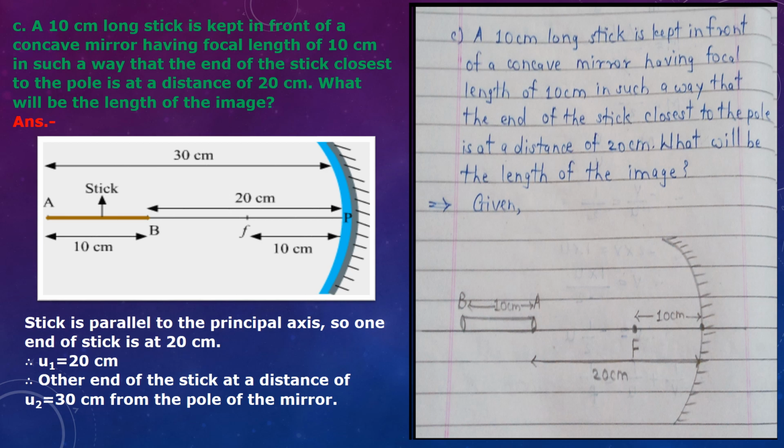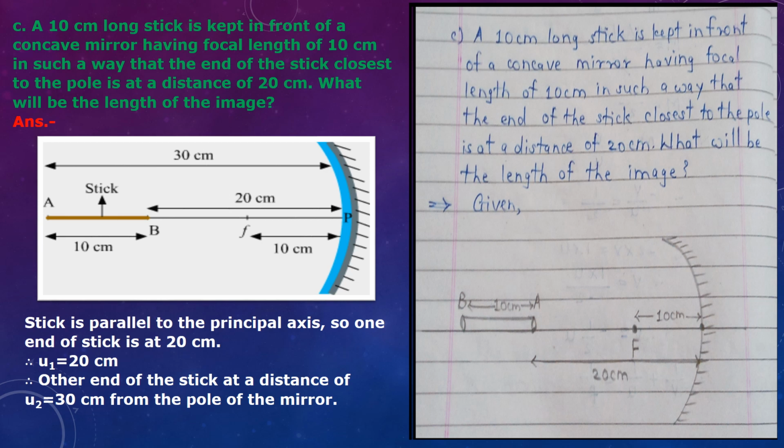So for this we have to draw the diagram of this concave mirror and how that stick is kept. When we are drawing the diagram, first of all we have to draw the concave mirror. In front of the concave mirror there is a pole. In front of that there is a focal length. And in front of this the object is kept, that is AB, with the help of a stick. And that object size is given, that is 10 centimeter. Means stick length is 10 centimeter.